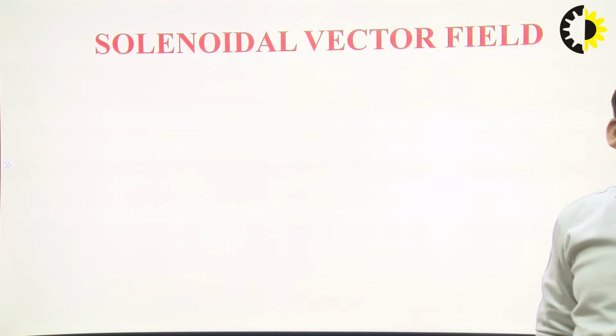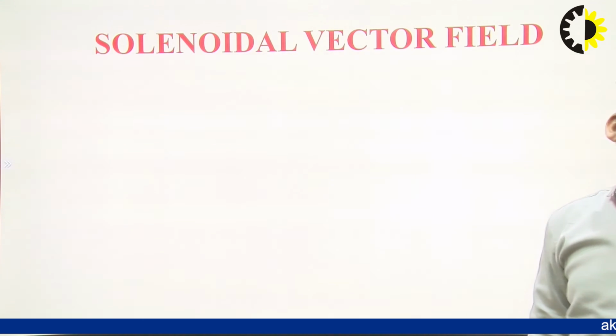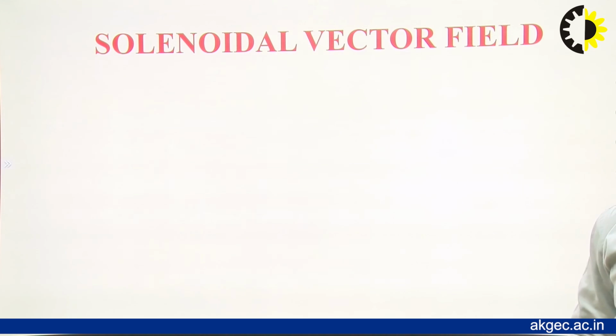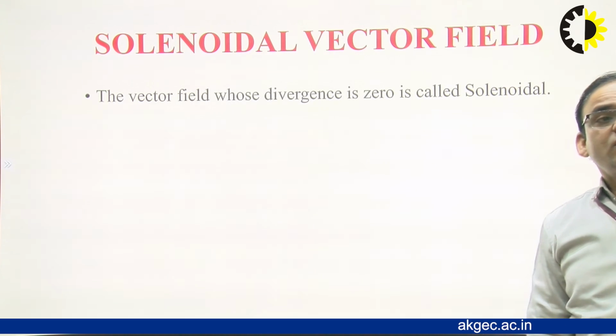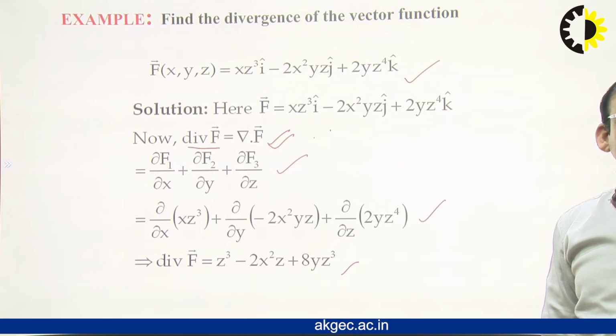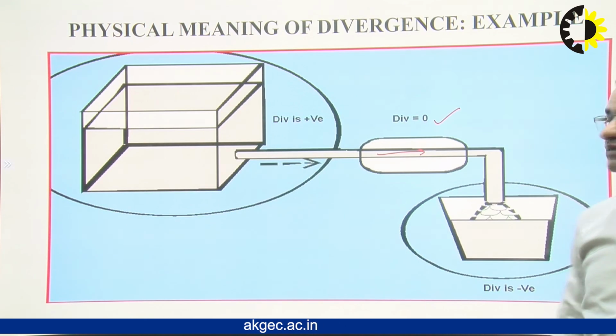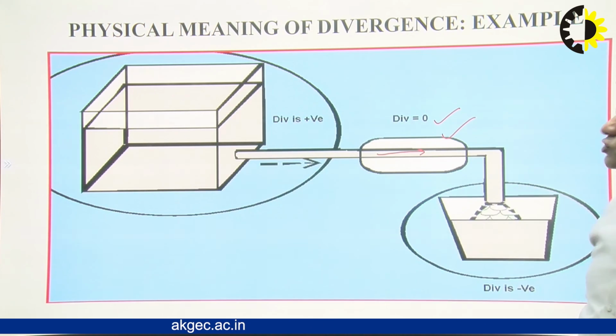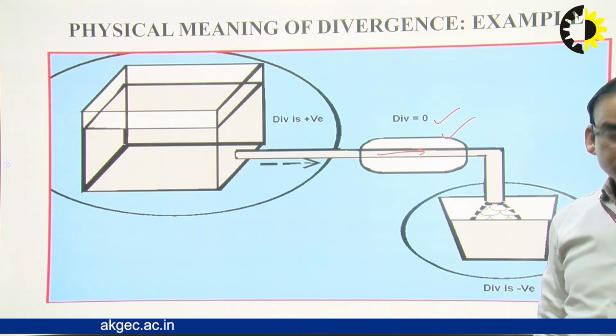Okay. Now, the solenoidal vector. This is another application. The vector field whose divergence is 0 is called solenoidal, which we discussed earlier in the last slide. Like this, at this point the vector is solenoidal.